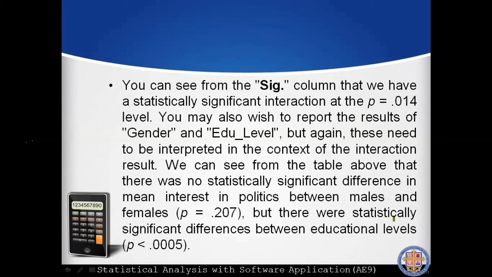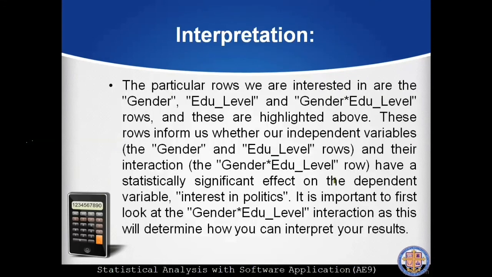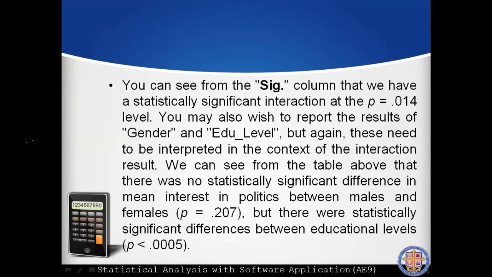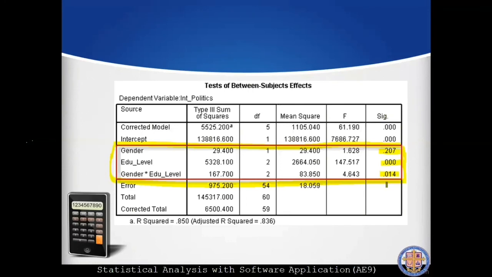We can see from the table above that there was no statistically significant difference in mean interest in politics between males and females with a p-value of 0.207. In terms of gender, nakikita nyo, walang interaction yung gender sa interest in politics. Pero yung educational level, statistically significant differences between educational levels because p-value is less than 0.05. Ay nakalagay kasi dito, 0.00. Kita nyo naman, last column. Next.